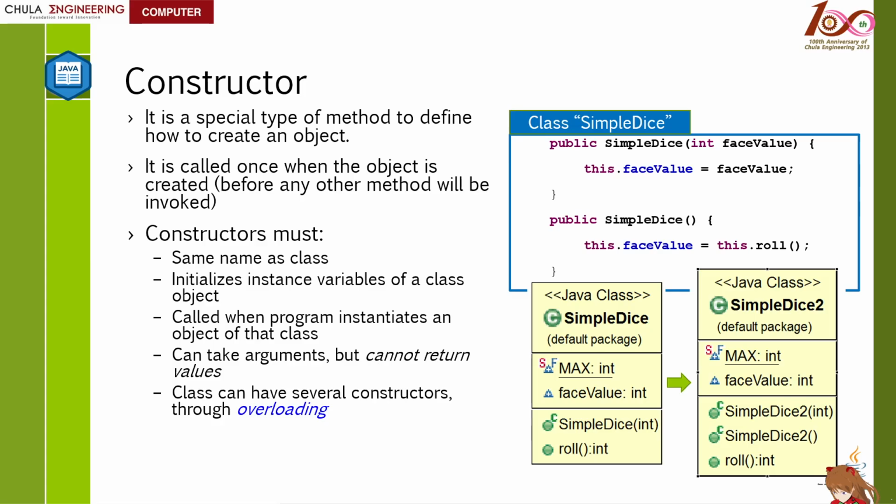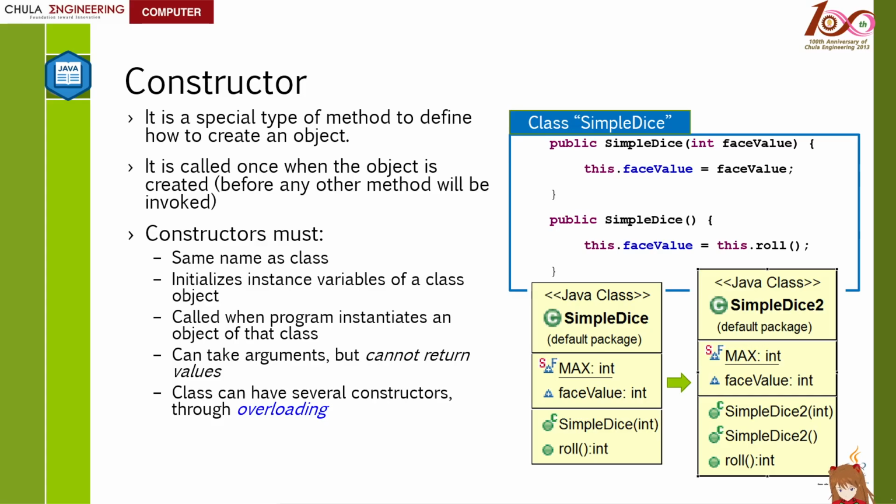A constructor can have parameters or arguments, but you do not return any value. For a constructor, you do not even write void. You leave the return value out from the constructor definition. And you can have more than one constructor in the same class, and each one of those constructors overloads the others.